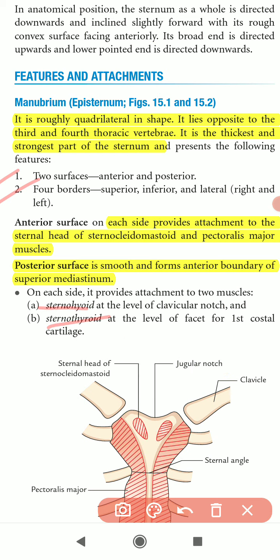Next, it is the thickest and strongest part of the sternum. Among the three parts, manubrium sterni, sternal body and the xiphoid process, this is the strongest as well as the thickest part of the sternum. So what are the features in the manubrium sterni?